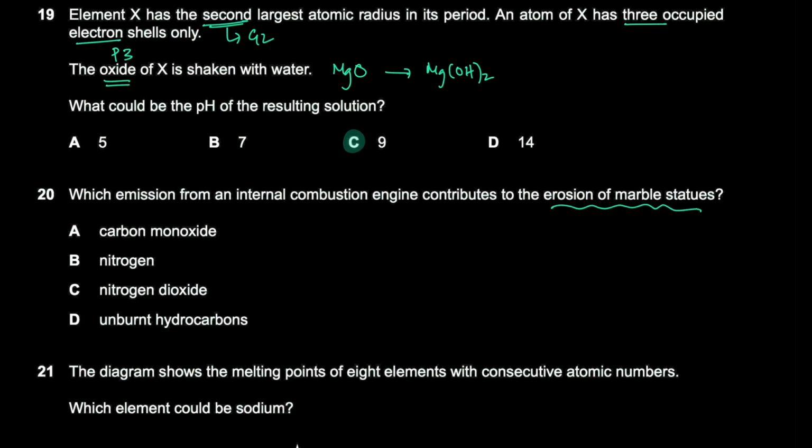Which emission from an internal combustion engine contributes to the erosion of marble statues? This would mean what contributes to acid rain. That's what the question is asking. So we know that nitrogen dioxide contributes to acid rain.